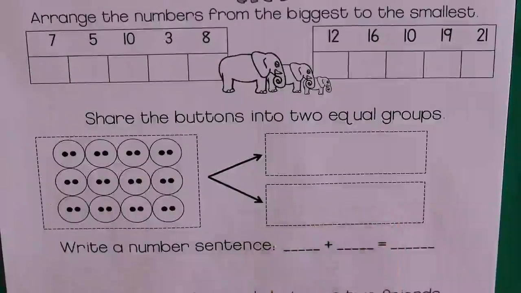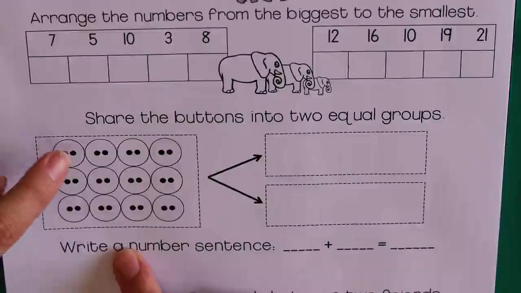I want you to take 2 colors, 2 colored pencils or crayons. Okay, choose which 2 you want. And we're going to color them in. We're going to color half of them the one color and half of them the other color. Okay, and we're going to start on 2 opposite sides.